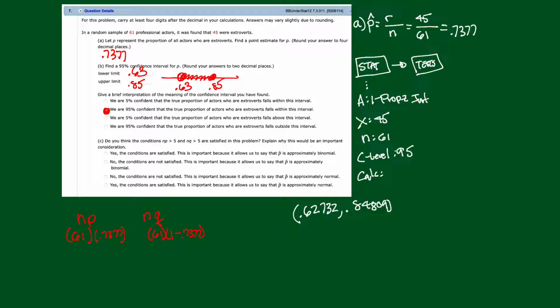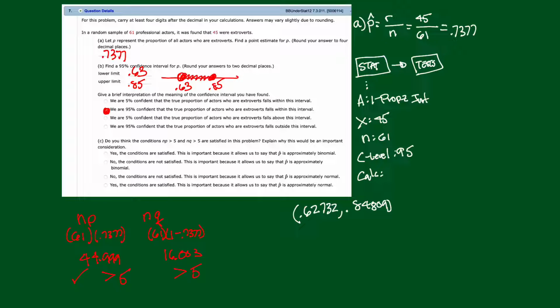So let's take care of this one over here, NP. When I multiply these together, I get 44.999, all right, which is greater than 5, all right, so that one's okay. And 61 times, I just put it in like this, 61 parentheses, 1 minus 0.7377, close, and I got 16.003, which again is greater than 5. All right, so they are satisfied, but we have to come up with an explanation.